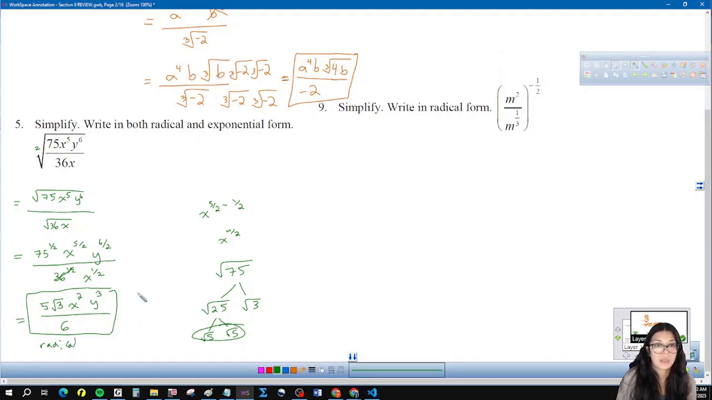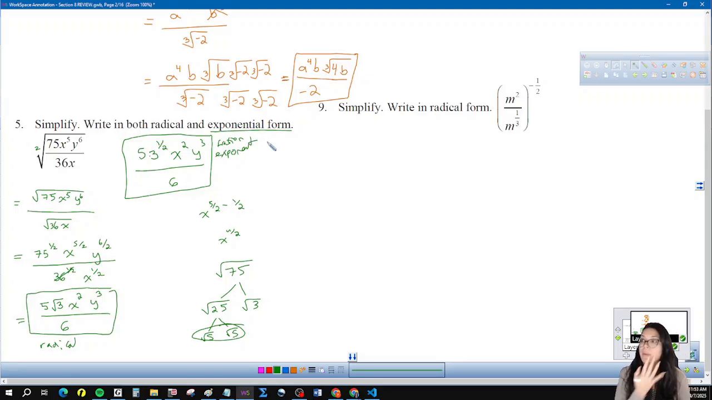And the other question is asking me to write it with an exponent. So that would be 5. And then 3 is the only one that would have a power 1/2. And then x power 2 would stay, y power 3 would stay, and the 6 in the denominator stay. So when I'm writing in exponential form, I just write it with fraction exponent form. I just take all my radicals and I write them as fraction exponents instead.